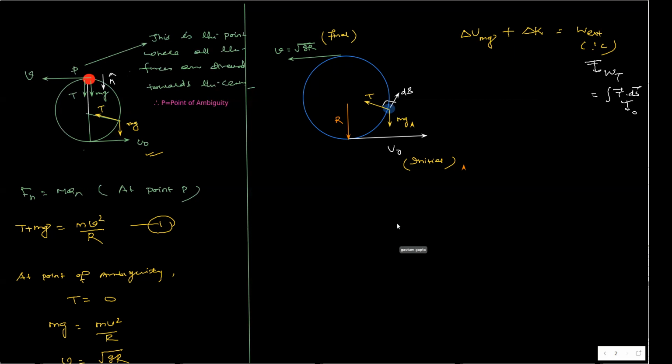Now, if you have to apply initial and final configuration, you have to apply delta U mg. So what I told you, delta U mg, how do you write? So delta U mg is mg into the change in the height. The change in the height is this much, right? From initial to final, this is the change in height, and that distance is 2r, right? And since it has moved up, you will write plus 2r. So mg into 2r. This is the delta U.